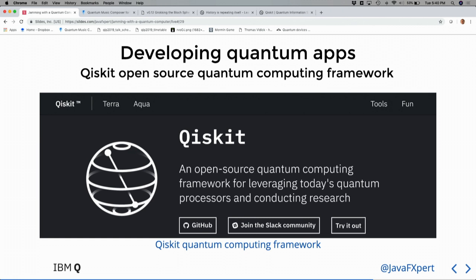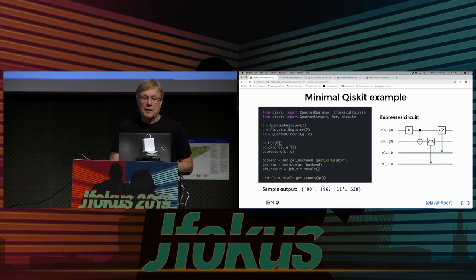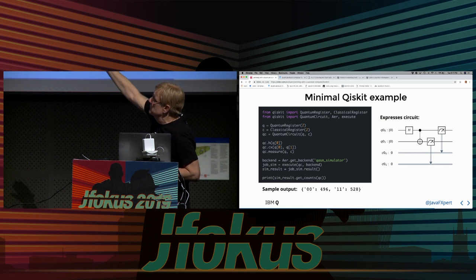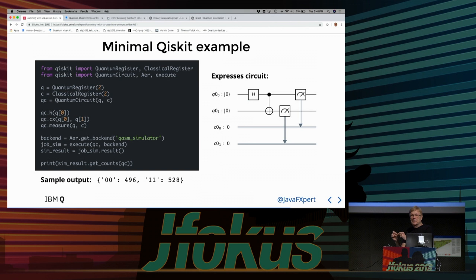Then Qiskit is an open source framework that we've created for being able to program quantum computers. There are four pieces of Qiskit. One is called Terra, which is foundational libraries. It allows you to create gates and circuits and do measurements. And here's an example, by the way, of Qiskit. You program it in Python, so we're doing some imports, and we're defining a quantum register, a classical register, and a quantum circuit. The reason we use the classical register is that when we measure, we want to be able to measure into something that we can read with a classical program.